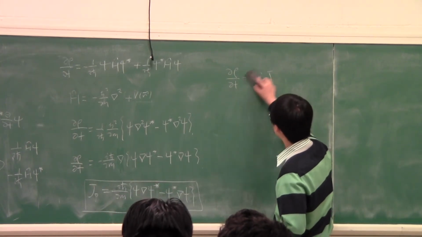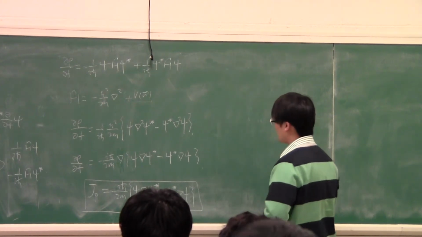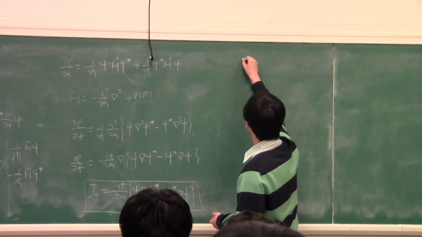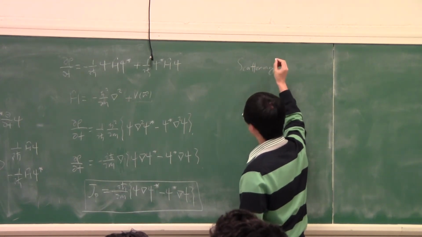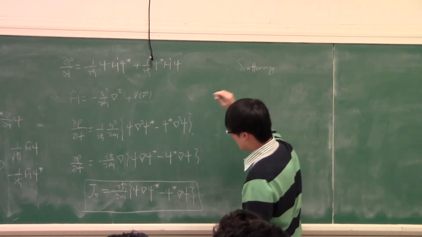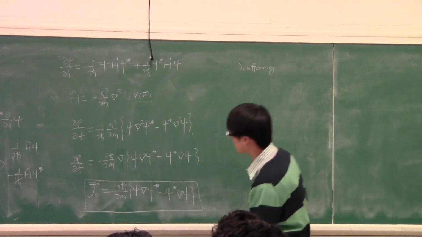And the important thing about the probability current is that it allows us to study scattering states. You want to indicate J as the vector. J is actually- Yeah, that's right. J is a vector.